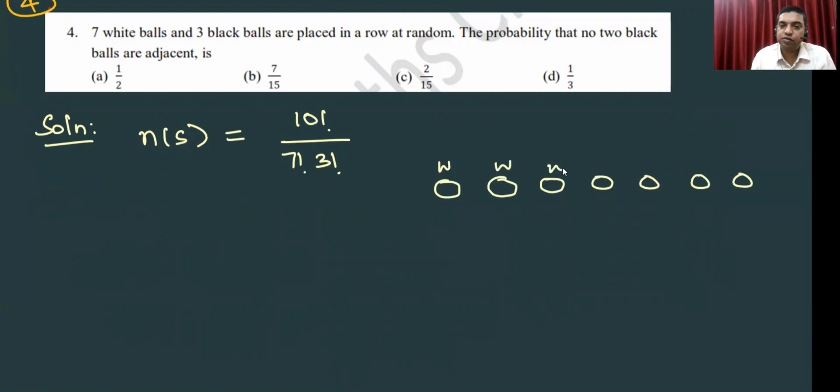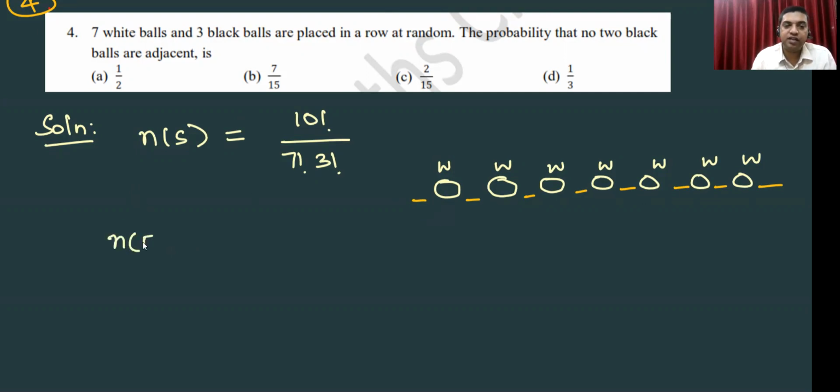These are all white balls. Now you have to insert the black balls, but how many spaces do you have? 8 spaces. So how will you arrange the 8 black balls? 8C3 ways into 3 factorial.